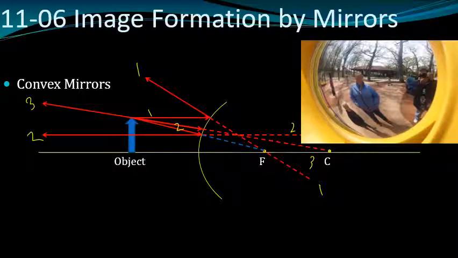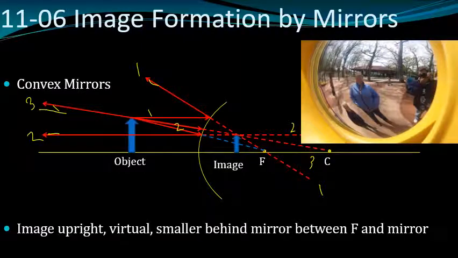The 3 rays in the real world, 1, 2, and 3, are diverging, so we trace them backwards over here. Back side of the mirror, there's our image. It is upright, virtual, smaller, between F and the mirror. So in the picture there, notice that myself, my wife, and son all look small.